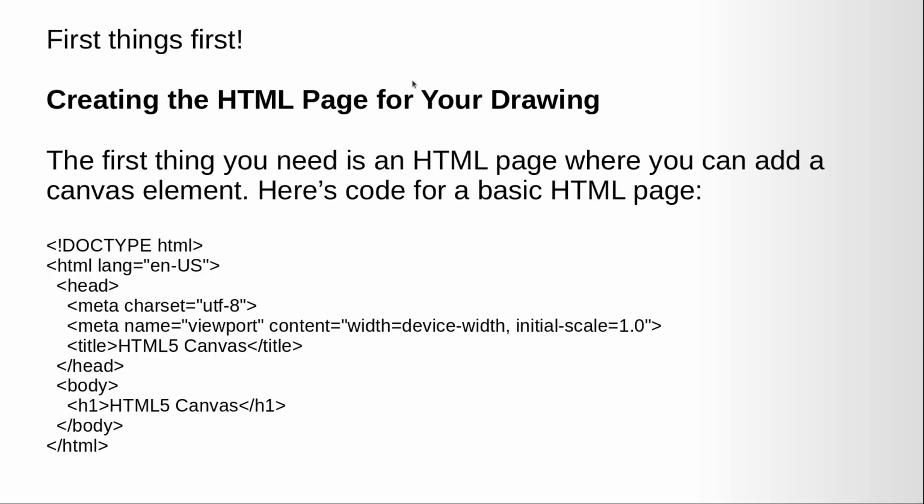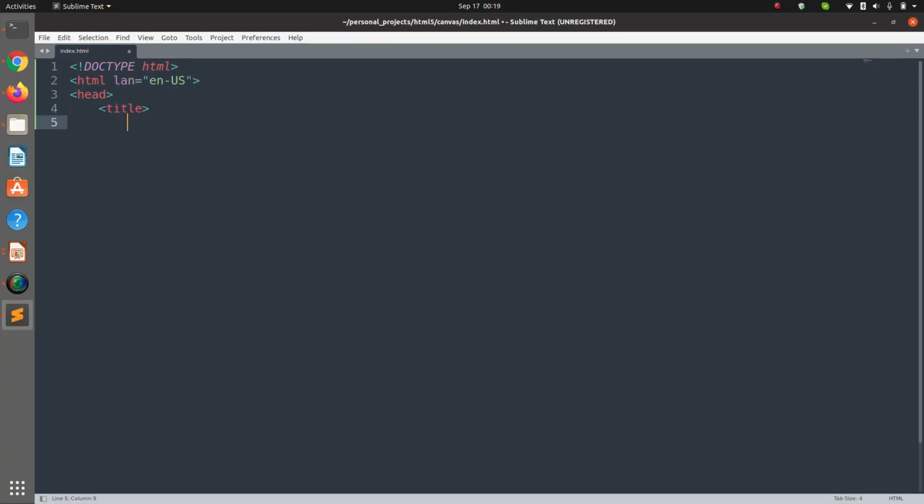HTML, and here we are going to give a language type equals English US. Okay, now the head part, we don't need the meta tags for now, but we can give title our drawing canvas. Okay, title is gone, we need head, and we need body. That is the most important part of the doc. HTML, and here we are going to say h1 HTML5 canvas.